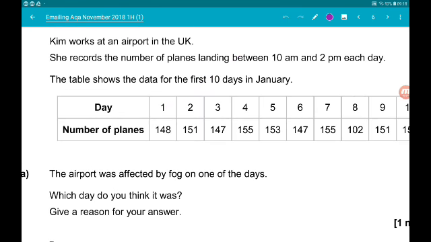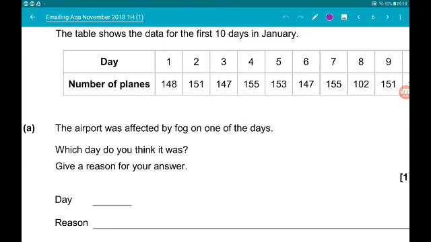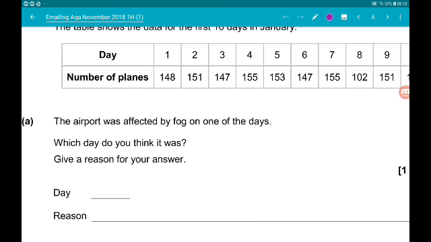Okay, question 8. Kim works at an airport in the UK. She records the number of planes landing between 10 AM and 2 PM each day. The table shows data for the first 10 days in January. The airport was affected by fog on one of these days. Which day do you think it was? Give a reason for your answer.